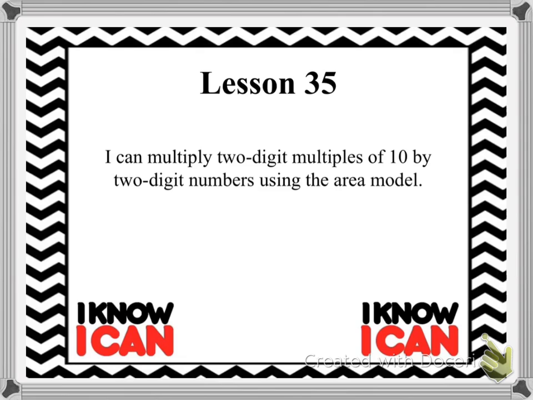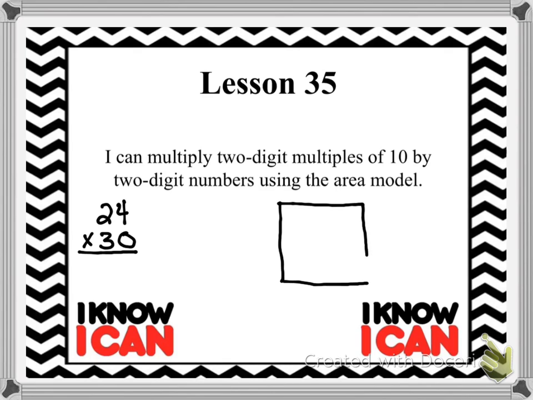I can multiply two-digit multiples of 10 by two-digit numbers using the area model. So it looks something like this. If we use 24 times 30 and create an area model, this is going to be 30, and we are going to break apart this 24. We're going to make this part bigger because this represents 20, and this little part is going to represent 4. So we multiply these numbers to get the area of each one of these boxes.